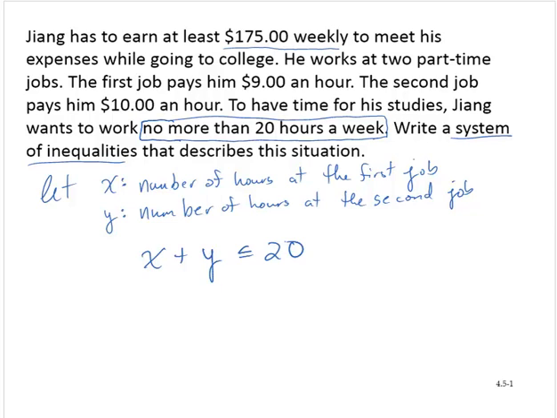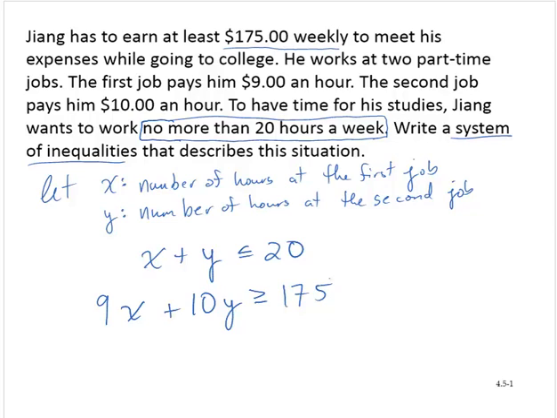He has to earn at least $175 weekly. The first job pays $9 an hour. Now, how long is he working at that first job? He's working x hours at the first job. So his total earnings from the first job is 9x. Similarly, his total earnings from the second job is 10y. He needs to earn at least $175. So at least means we can write greater than or equal to 175. So here is a system of inequalities that we can use to describe the situation.